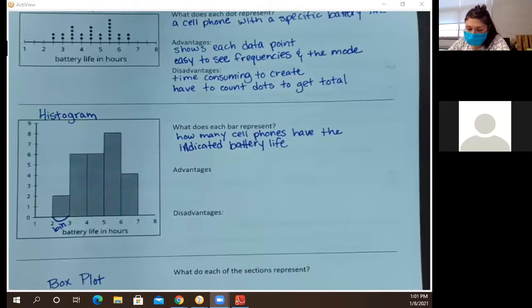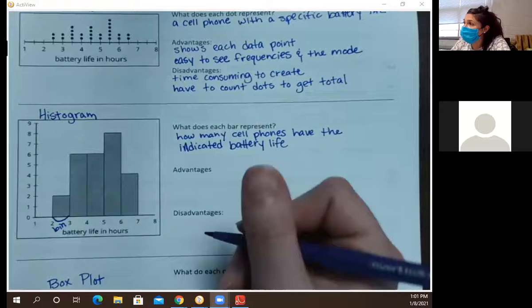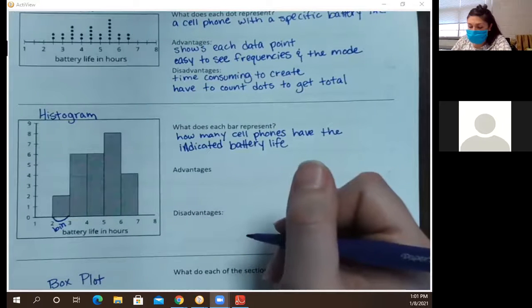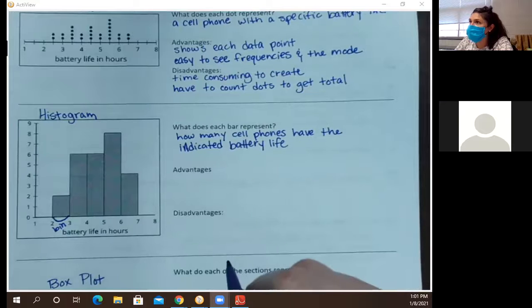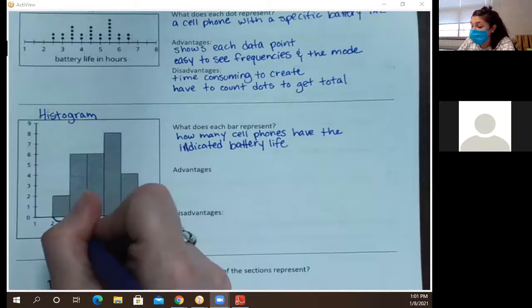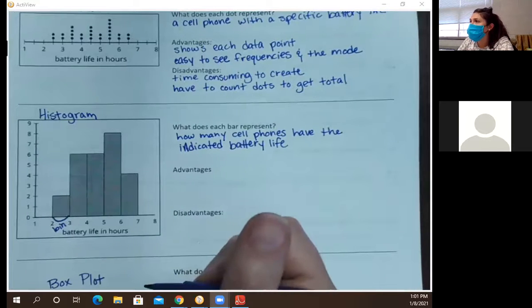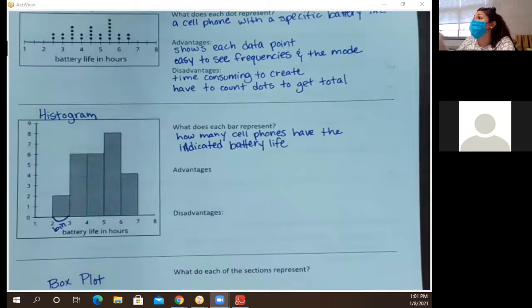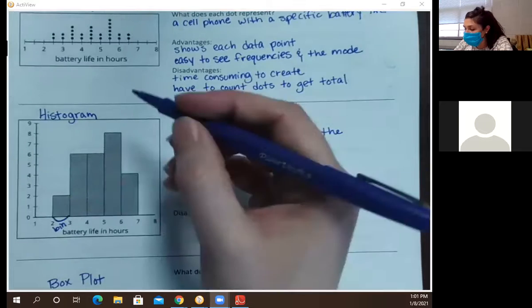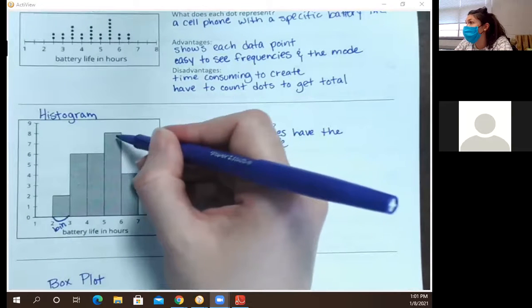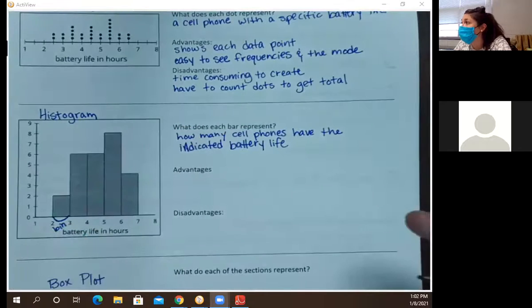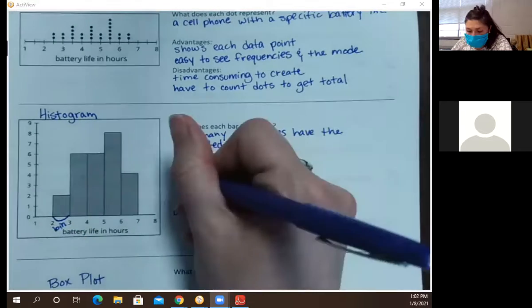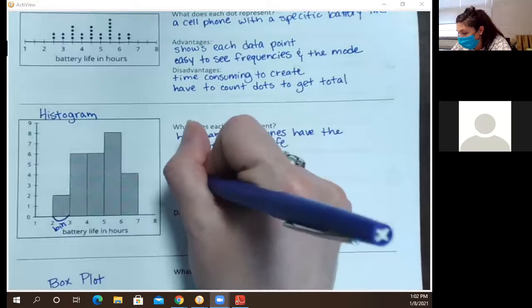The nice thing about a histogram is that, again, it's easy to see those frequencies, but I just have to keep in mind that I'm seeing frequencies for the grouping I've described, not necessarily a mode. So I couldn't say that the mode is 5 to 6, right? 5 to 6 includes 5 hours and 5.5 hours, right? But I can see some frequencies.